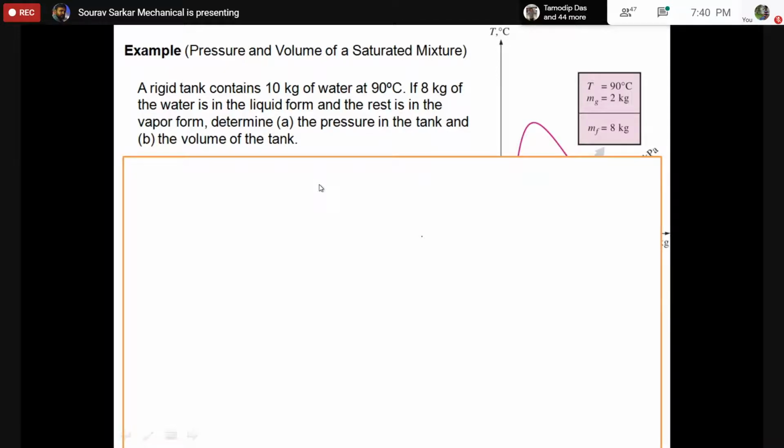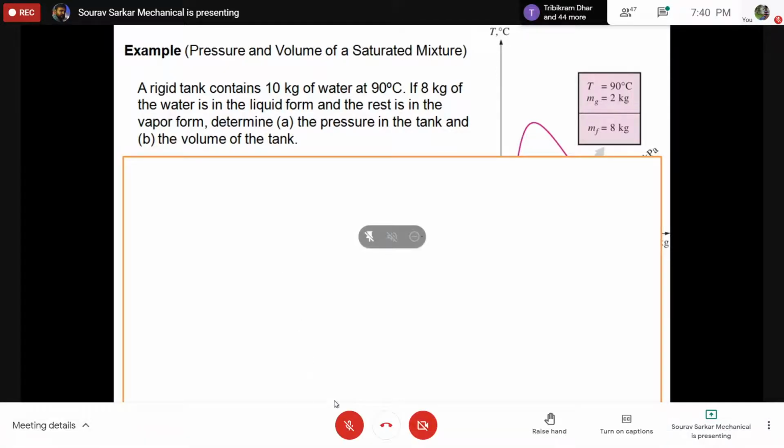Anyone? It is 4.726... 4.727. Unit? Meter cube. Okay, any other answer?